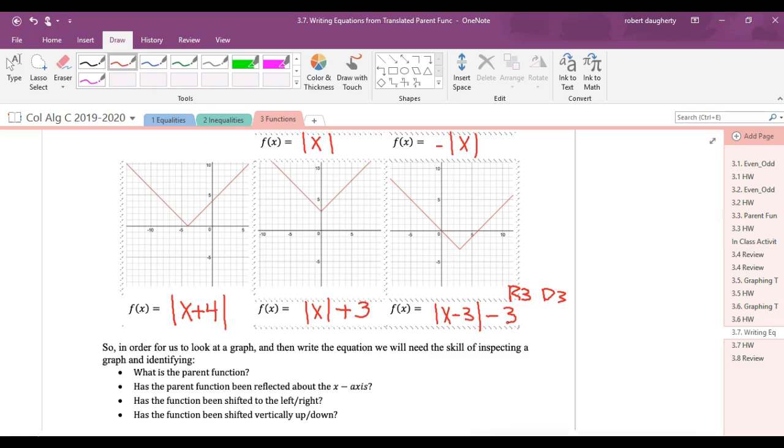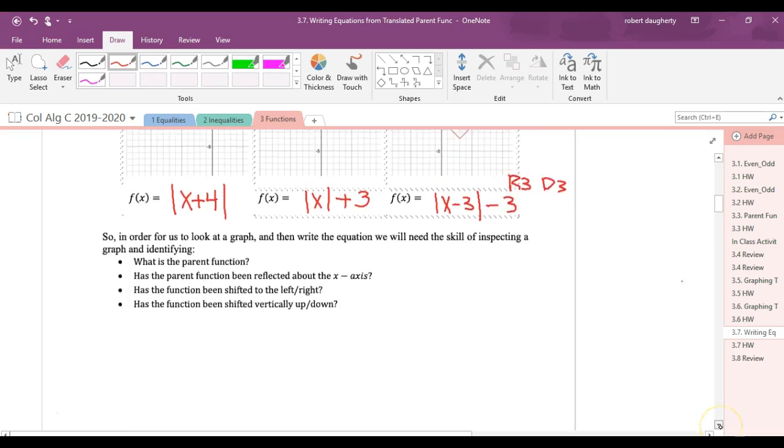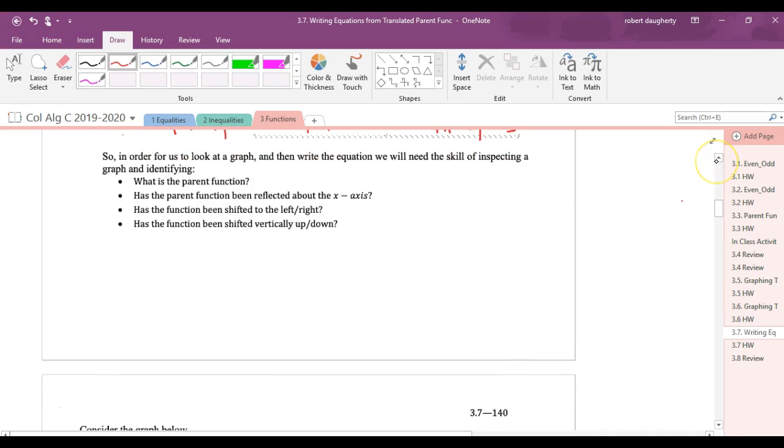Okay. So this was just absolute value. If those graphs had all been square root of x, I mean x squared, x cubed, x to the 2/3, whatever those had been, it would be these same transformations. Okay. So what we need to have here, we need to be able to look at any graph and tell what the original parent function is.